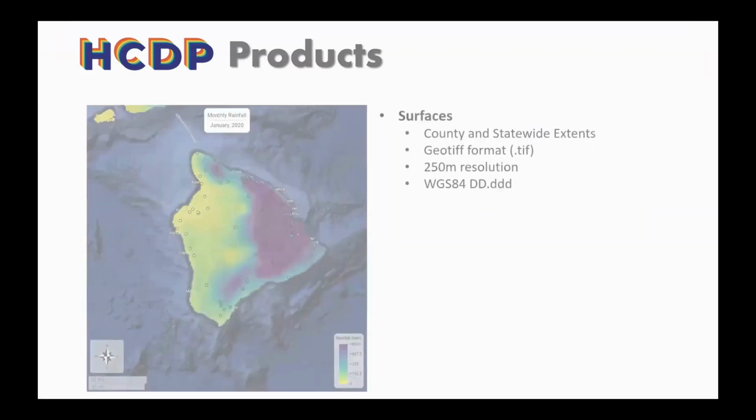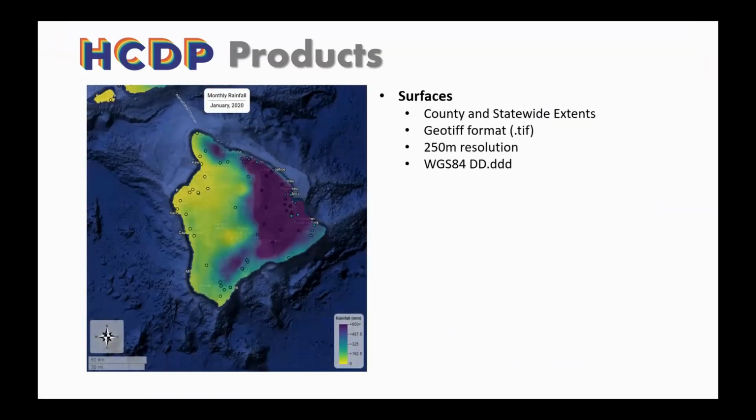Okay, so what is actually on the HCDP? You're going to be interacting with the data with Carrie, but just to give you a quick understanding of what's actually on there, we have surfaces. So this is wall to wall between all available stations. We have estimates of different variables. These are county and statewide extents. They're in the GeoTIFF format. They're 250 meter resolution, and they're in WGS 84 decimal degree projection coordinate reference system.